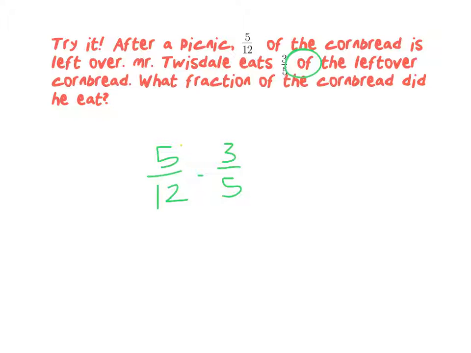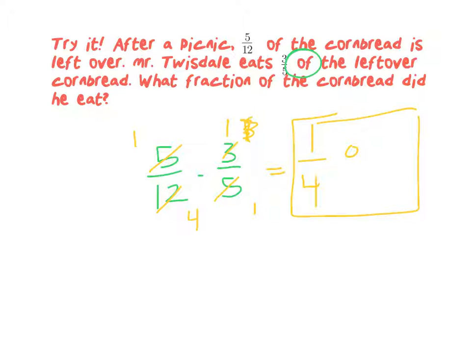And I can cross cancel. I don't have to, but I'm going to. I can cross cancel here because 3 goes into 12 4 times. Oops. Did you notice I put a 3 right there? Well, that wasn't cross canceling. I cross canceled incorrectly. That should be a 1. And Mr. Twisdale ate 1/4 of the cornbread.